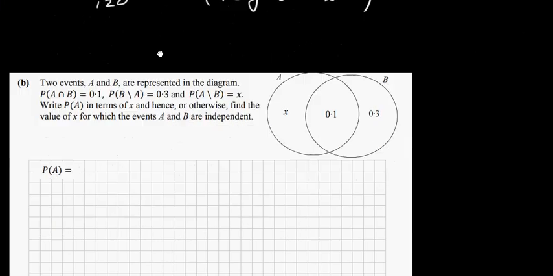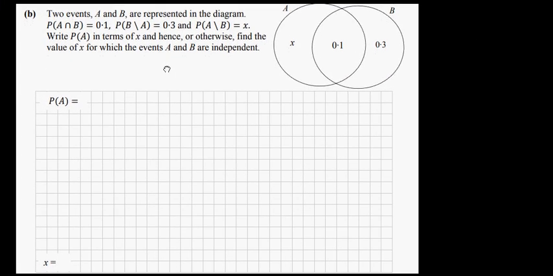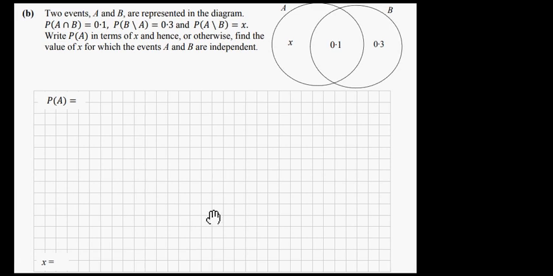Okay, we should have another bit here. We do. Okay, part B. Now, in this particular case, we're not given a story as such. It's a non-contextual kind of question. So let's work through this. We have two events A and B. They're represented in this Venn diagram here. The probability of A intersection B is 0.1. So we can see that's here.